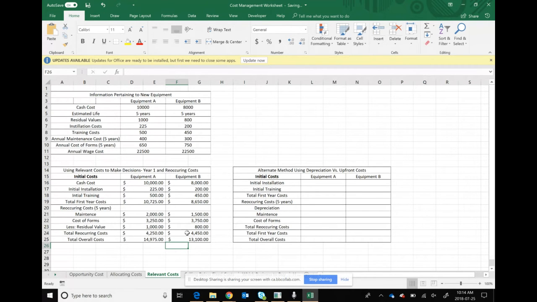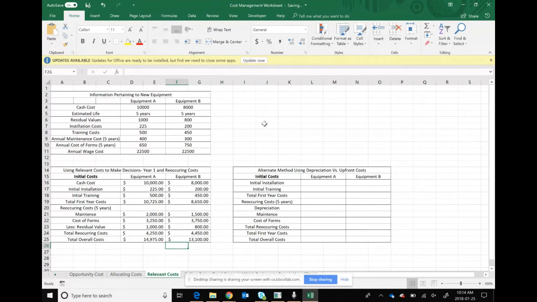As we look at it right now, we've got equipment A and equipment B. Equipment A has a higher total cost over the next 5 years when compared to equipment B. So in this case, we would select equipment B because it's the cheapest. Does anybody have any questions? Total overall cost is the initial cost plus the total recurring costs.